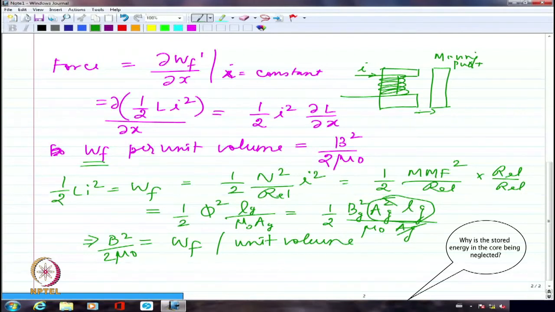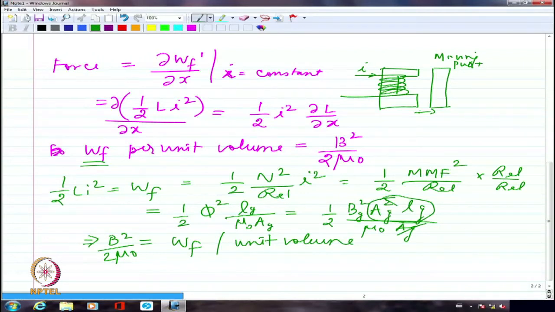The air gap stored energy happens to be much, much higher as compared to what is being stored in the core, because the core permeability is quite high as compared to the air gap. So most of the energy that goes towards magnetizing the entire structure goes into magnetizing the air gap, because the air gap is difficult to magnetize. You're going to have higher and higher reluctance. That's the reason why we are mainly looking at the air gap.